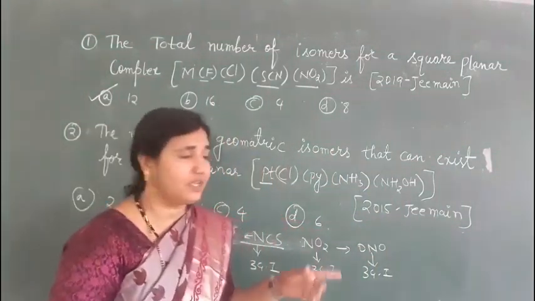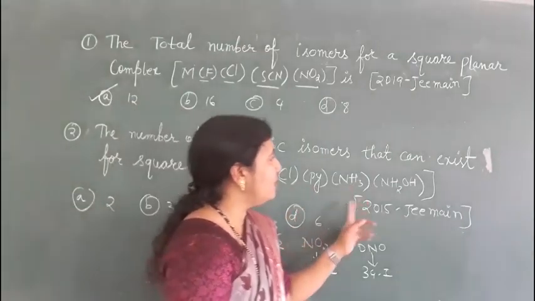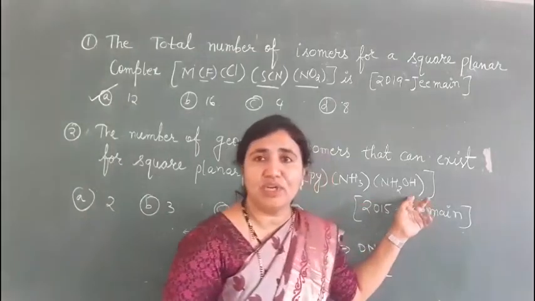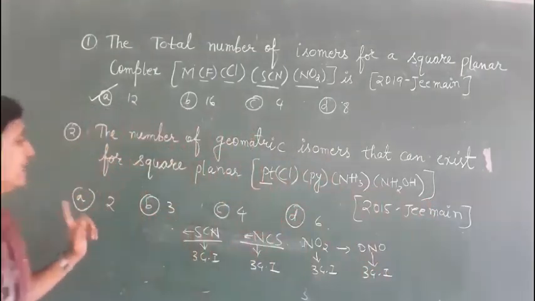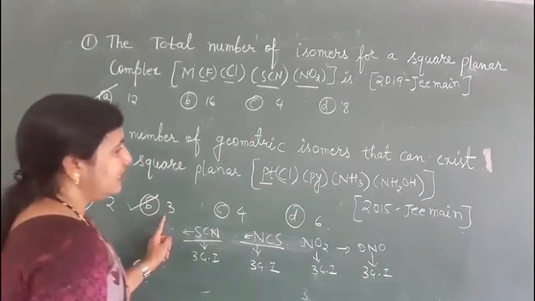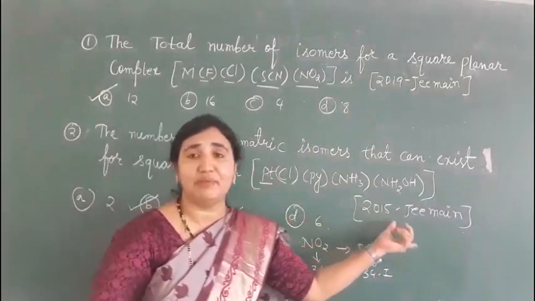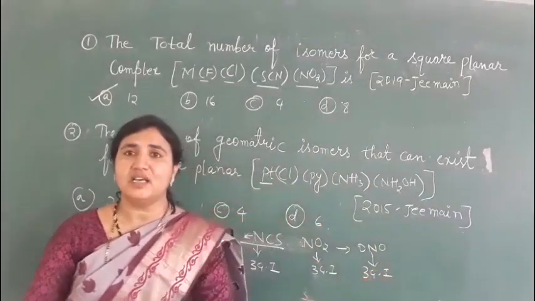Check the ligands now. Chlorine is monodentate, pyridine monodentate, ammonia monodentate, NH2OH is also monodentate. All are monodentate ligands. That's why our answer is option B. 3 is the correct answer. This question was asked in 2015 JEE Main. So like this they can ask the questions.